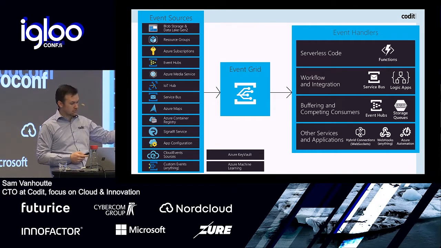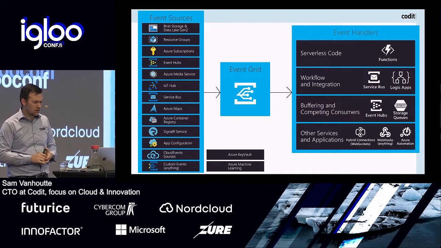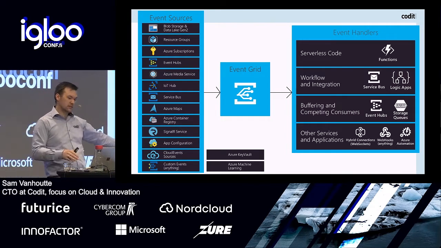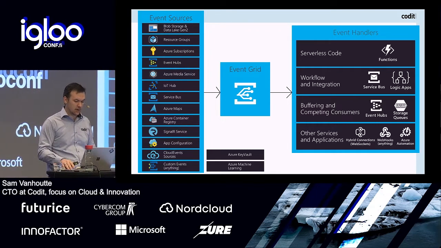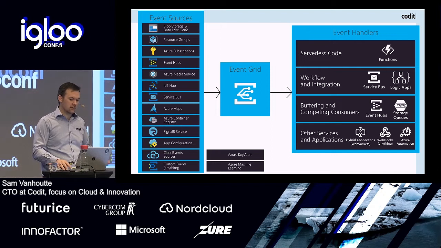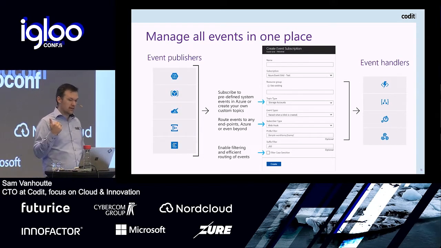You can also forward from Event Grid to other queues, like event hubs and so on. And you can have on-site things through hybrid connections and so on. So this is getting quite powerful, but still there's a lot of things that are missing, but I'll talk about that later on. So how do you typically configure it?